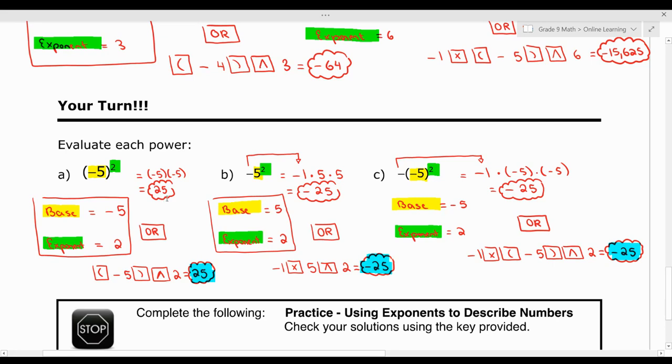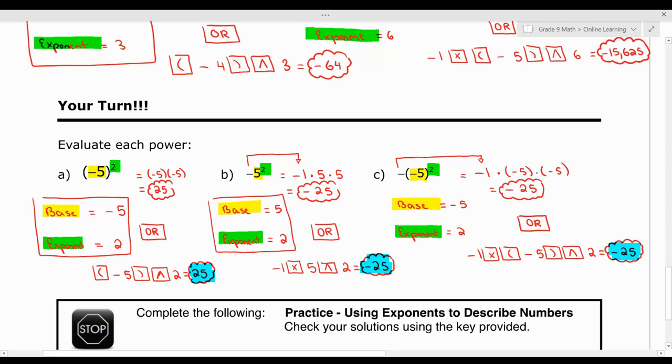Question B: this time, keep in mind, as I showed with a little arrow, this negative in front is just a negative 1 that's being multiplied by this power. The power itself has a base of 5 and an exponent of 2. When I calculate that, this one ends up being negative 25. So notice the difference. This was a negative 5 raised to a power of 2, and I get a positive answer. This one was a positive 5 raised to a power of 2, but then I'm multiplying by negative 1 after, which is why this is negative and that one's not.